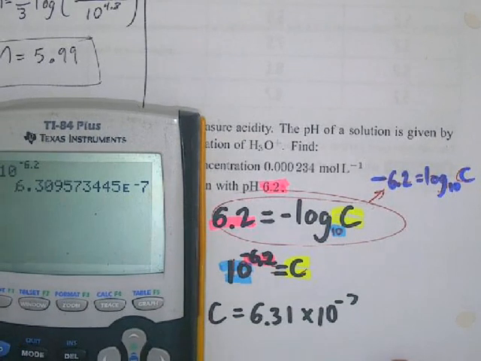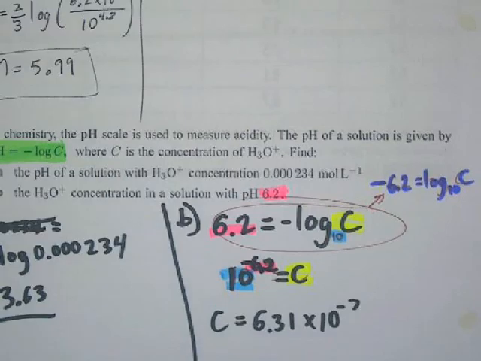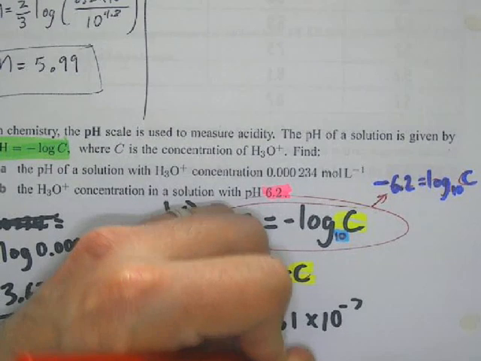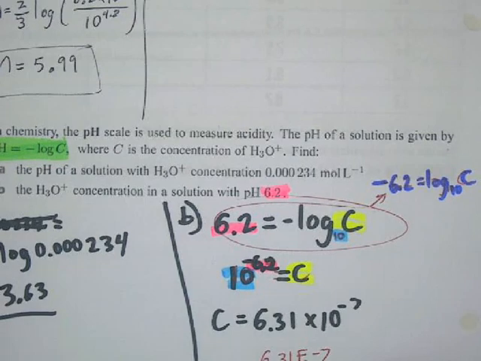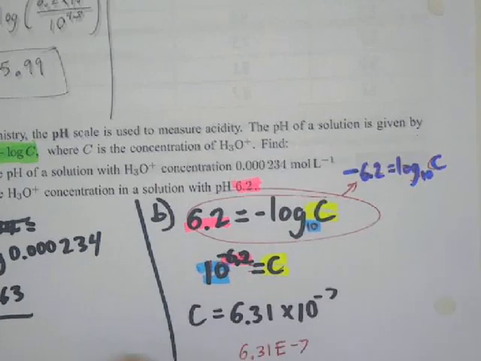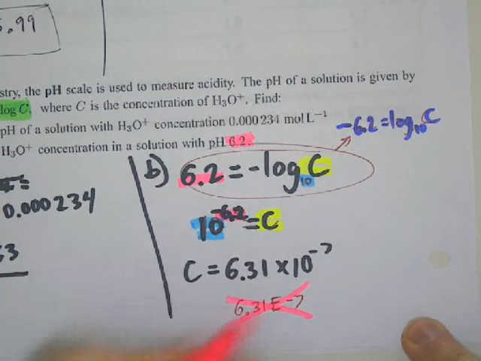Okay. Make sure you do not write 6.31 e negative 7. If you write that on the test, I will not give you credit. Don't do it. Okay.